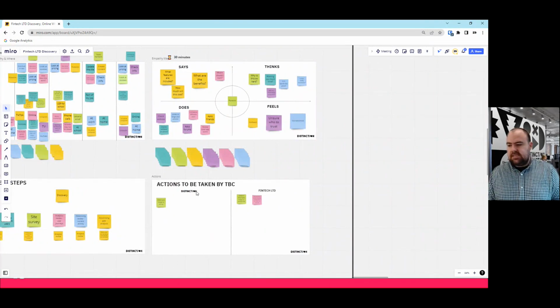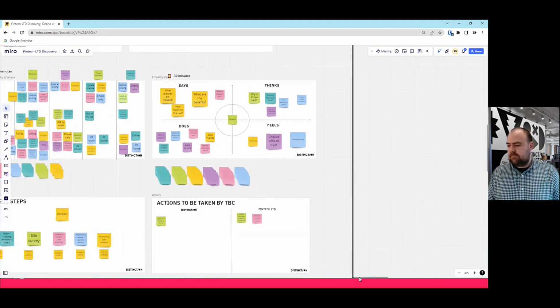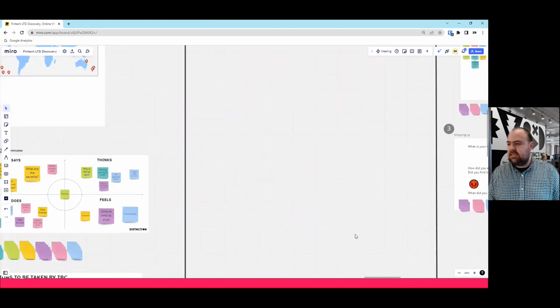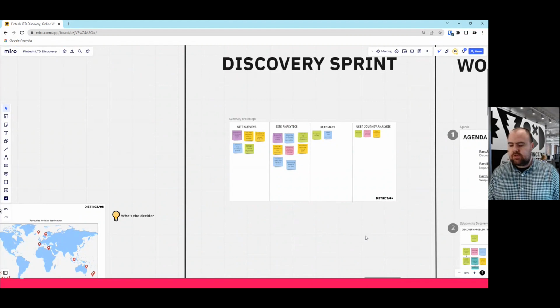We've broken it down by distinction between FinTech Limited and us, because there's some stuff they may need to do and some stuff that we need to do. That's how the first session looks. Then that feeds into the summary of findings from the discovery sprint. You can see a lot of the findings are here. Some of it we'd already found out in that first session, but I as the facilitator have put all of this down, and these are problems that we're going to look to solve in the next session.